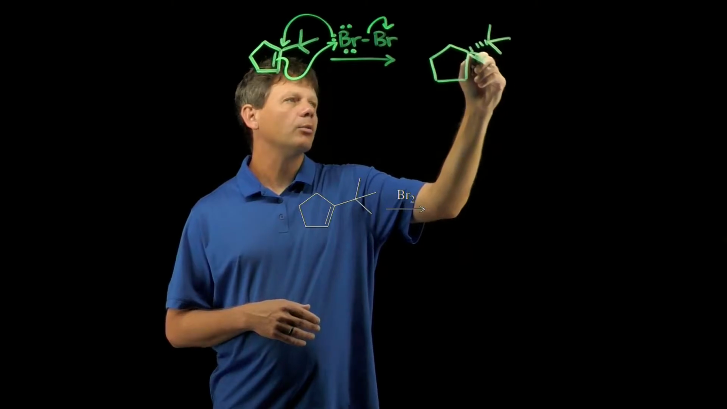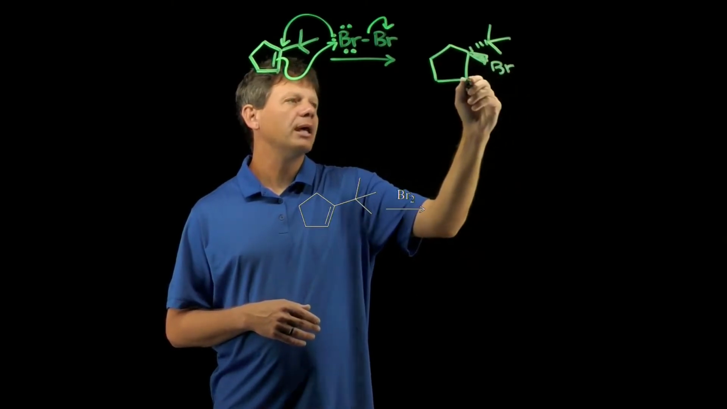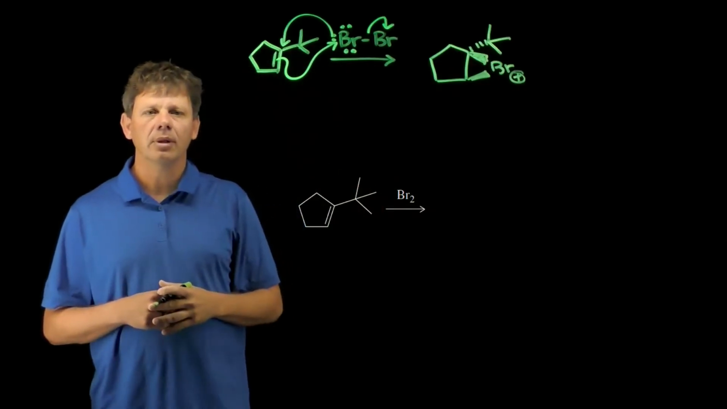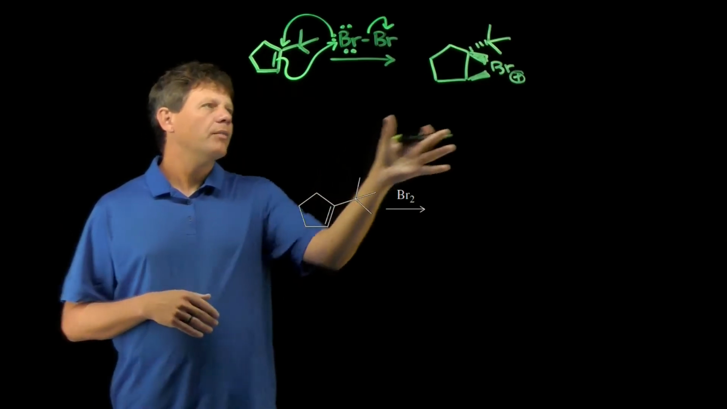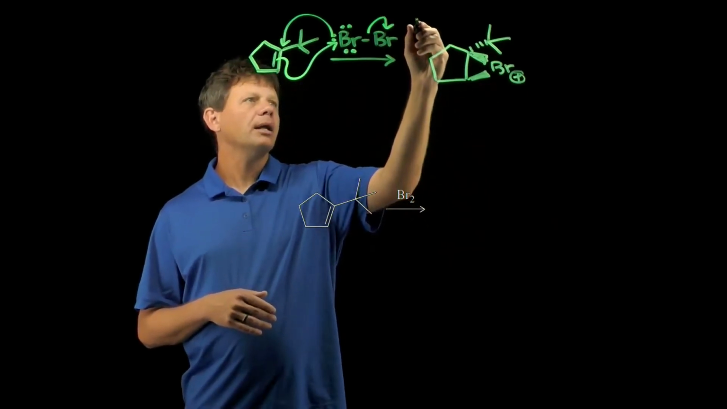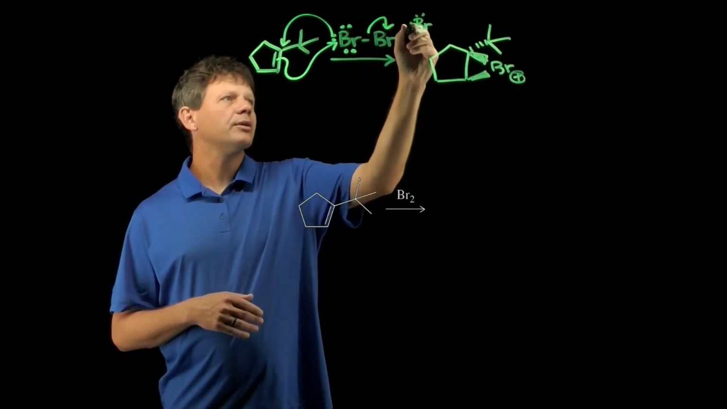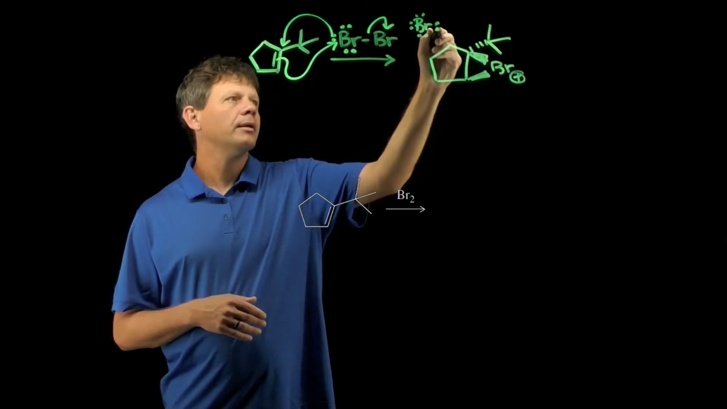That's why we're going to get a racemic mixture, but we're going to show it as if it has added only on the top. In truth, it will add to both sides. The byproduct of this reaction is Br-, which is now going to react with the electrophilic bromonium ion.